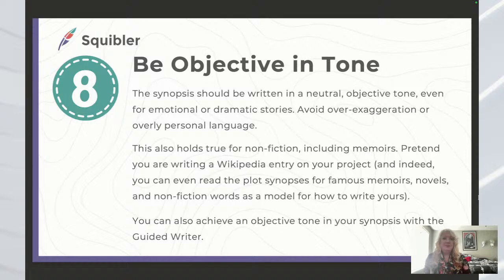And you can even read the plot synopses for famous memoirs, famous novels, and nonfiction works as a model for how you can write yours. In other words, you can go to Wikipedia, look up a famous book in the same genre, and look at how the synopsis is written, because it is written in an objective tone. You can also tweak your draft of your synopsis when you go to edit by using the objective tone in your synopsis with the guided writer.